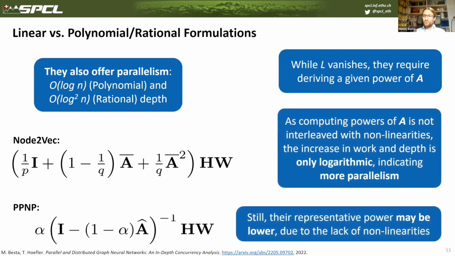However, as we don't really have these nonlinearities in these formulations very often, this means that they may also come with some loss in the representative power, right? So this is actually a trade-off. Now we can use these models maybe more willingly because we could run them faster, but at the same time we may deal with some accuracy loss in our predictions.